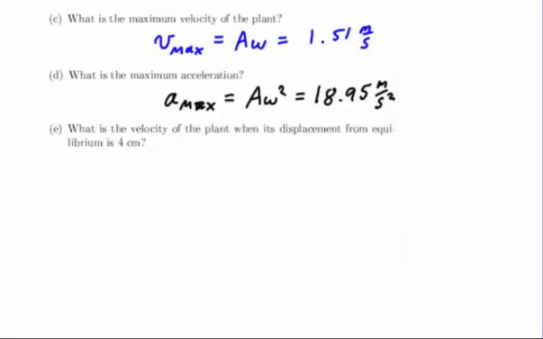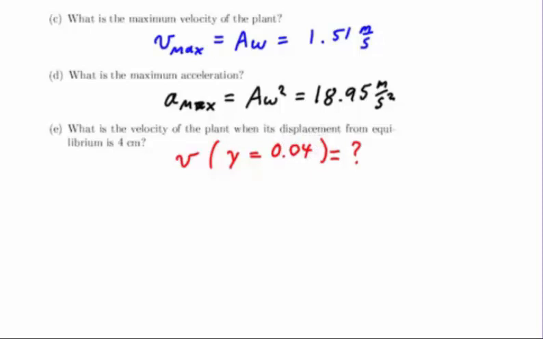Part E asks us to determine the velocity of the plant when its displacement from equilibrium is 4 centimeters. Let's make this into a well-formed question. What we'll need to do in order to satisfy the question is supply a value for the velocity variable. This is an ill-formed question because the velocity variable, in fact, oscillates back and forth between plus and minus its maximum value. To make this question more specific, we need to find the velocity under the condition that the position is equal to 4 centimeters, which in MKS units is 0.04 meters.